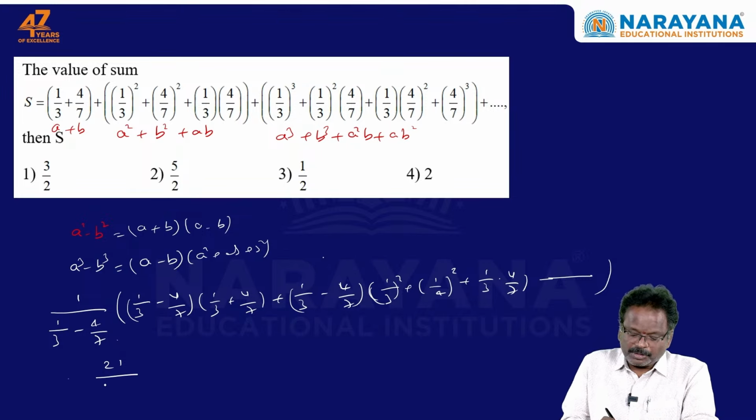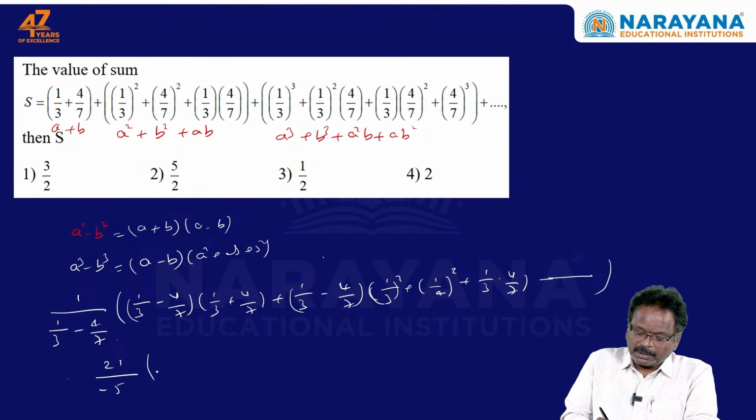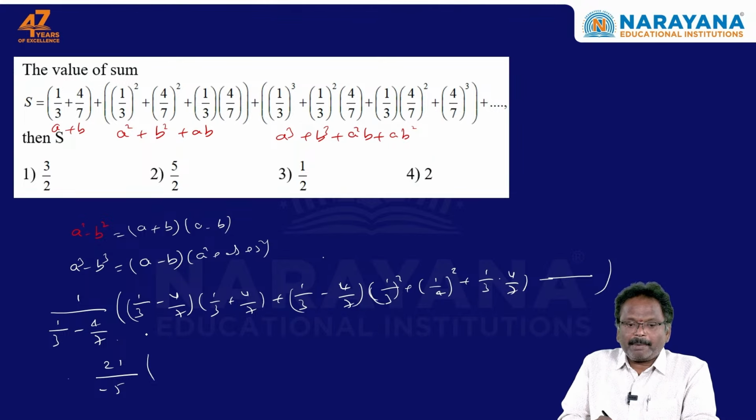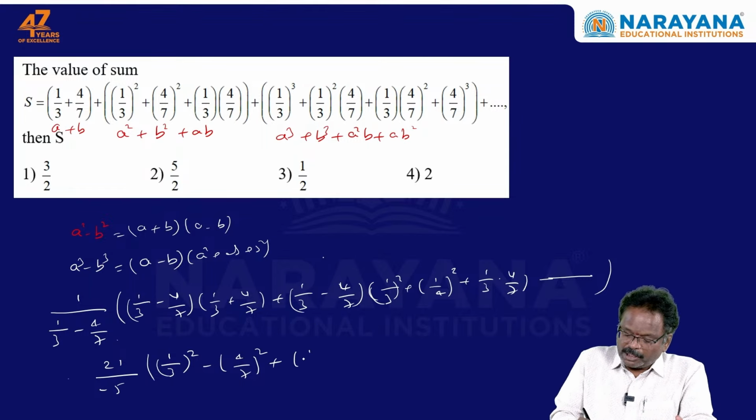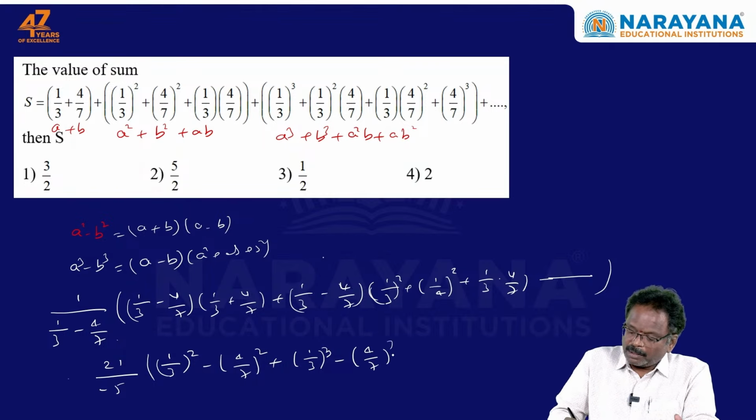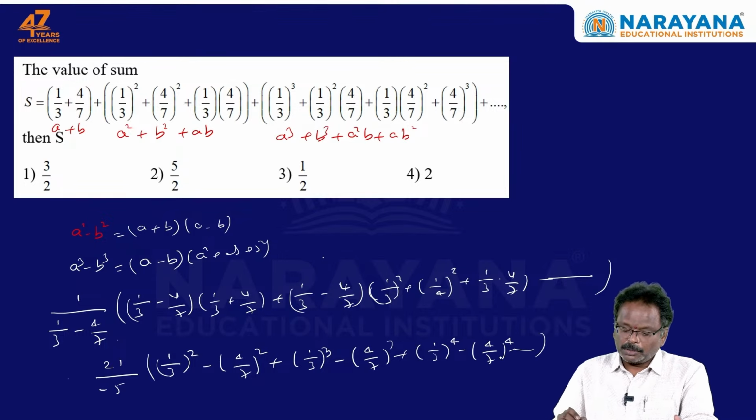21 by 7 minus 12, minus 5. 1 by 3 minus 4 by 7 into 1 by 3 plus 4 by 7, a minus b into a plus b, a square minus b square, 1 by 3 whole square minus 4 by 7 whole square. This will be 1 by 3 whole cube minus 4 by 7 whole cube. Next term will be 1 by 3 whole power 4 minus 4 by 7 whole power 4, up to infinity. So this is the infinite GPs.